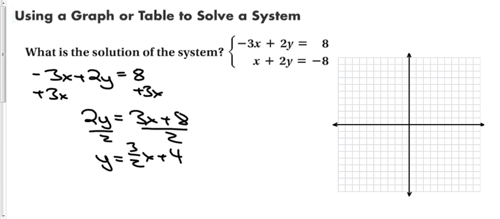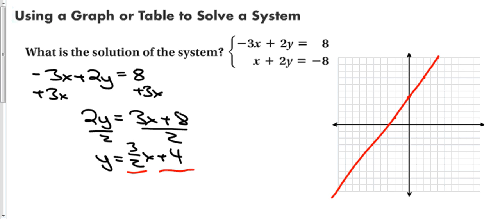And now let me graph this one. Let's graph it in red. My intercept point is going to be 4. So I put a dot at 4. My slope is 3 over 2. So that means up 3 over 2. Or I can go down 3, left 2. Either way. So let's make a nice, hopefully mostly straight line.